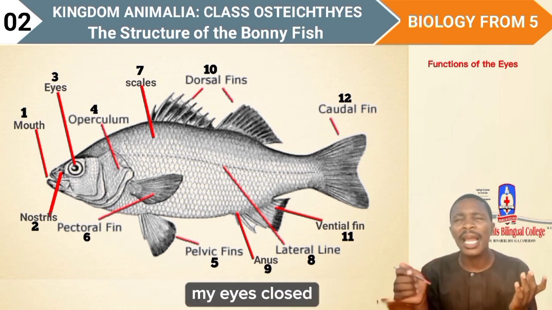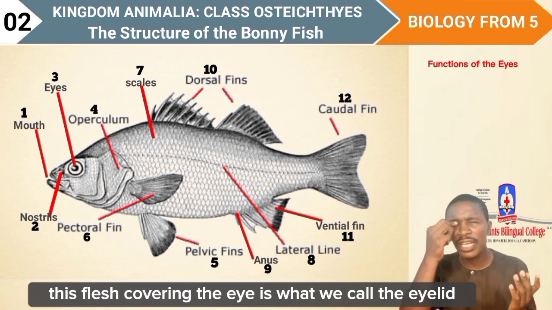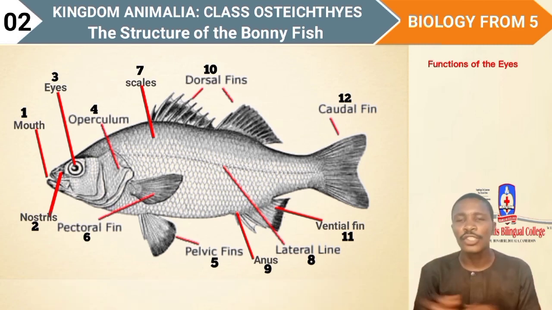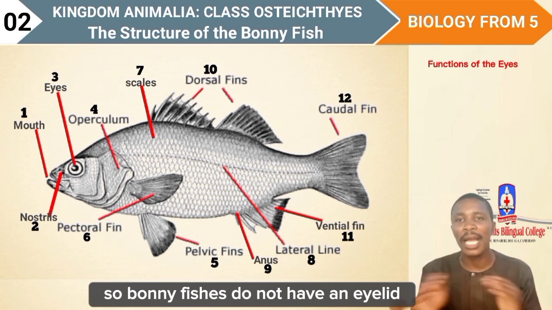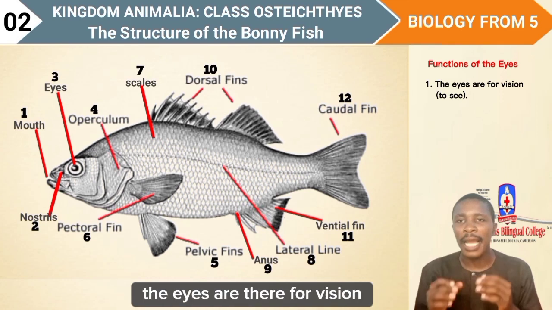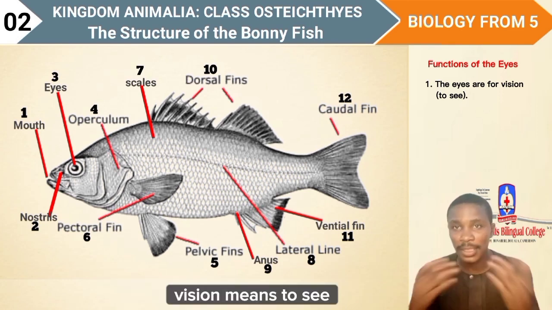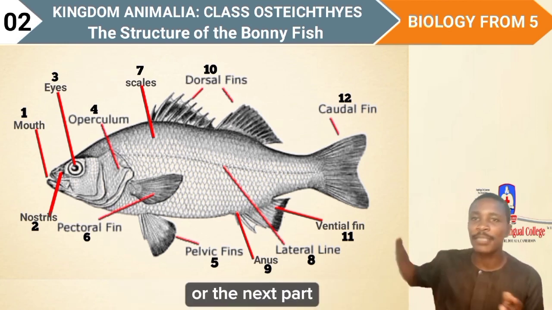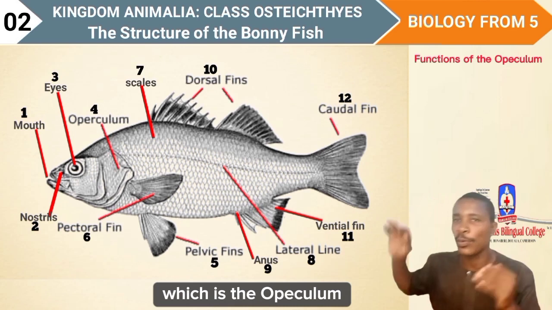Now you see my eyes closed. This flesh covering the eye is what we call the eyelid. So bony fishes do not have an eyelid. Now, what's the function of the eyes? The eyes are there for vision. Vision means to see. Now, we go to the next structure, which is the operculum.